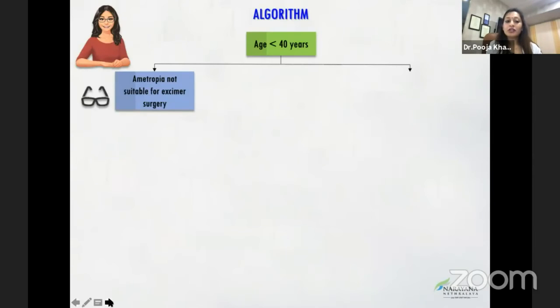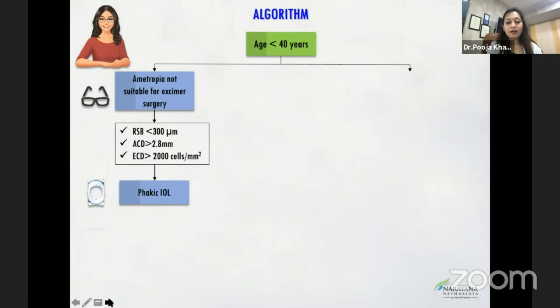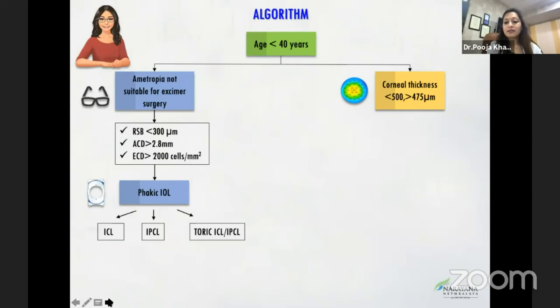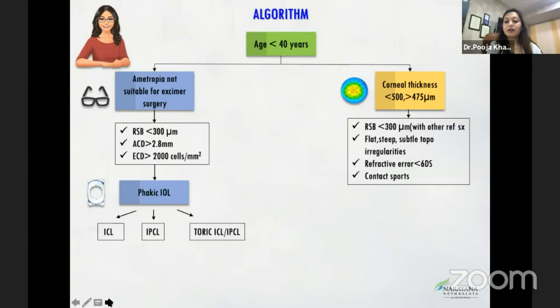The next would be if your patients are ametropic but not suitable for excimer laser surgery, if the residual stromal bed is going to be less than 300 microns, or any other condition such as a suspicious topography or weak biomechanics. If your ACD is more than 2.8 and your endothelial cell count is good, you can choose a phakic IOL for these patients. But if the corneal thickness is more than 475 but less than 500, or there are subtle topography irregularities, or the refractive error is less than 6 diopters, or there is a contact sport, you would go ahead and do a PRK or a trans-PRK for this patient.